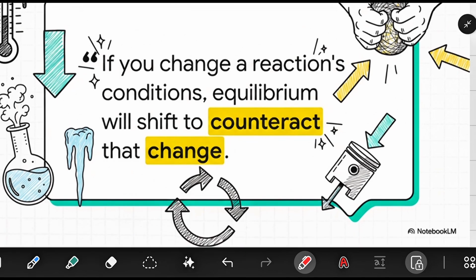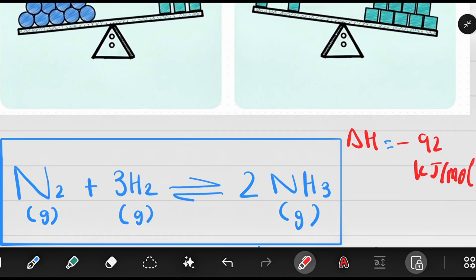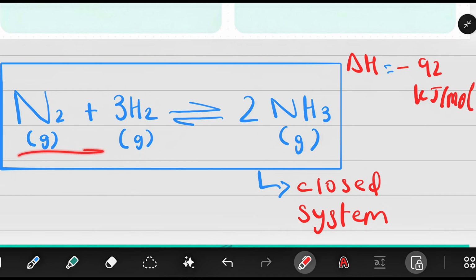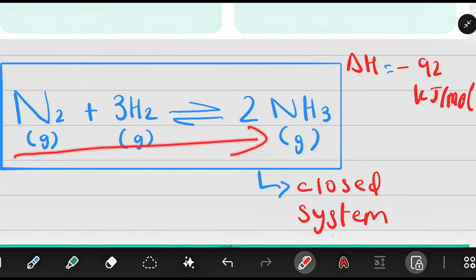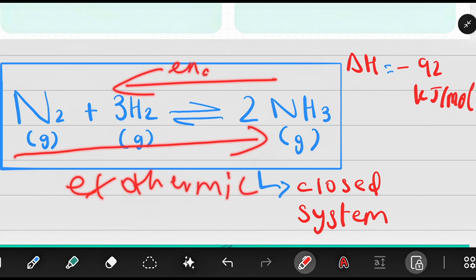To see what this means in practice, let's take a look at the reaction for the production of ammonia from nitrogen and hydrogen, and imagine that it was being done in a sealed system. Remember that I told you that equilibrium cannot be established unless the reaction is being done in a closed system, right? Now regarding this delta H, which is minus 92 kilojoules per mole, I discussed this topic in my chemical energetics video, in which I told you all that a minus sign for the enthalpy change is for the forward reaction. So this forward reaction is exothermic, and so the backward reaction will automatically be endothermic, right? We discussed this in the last class.